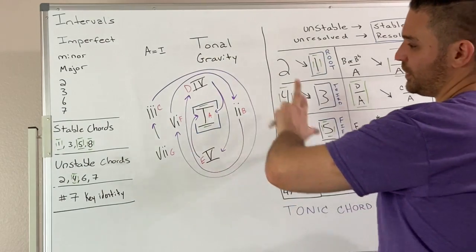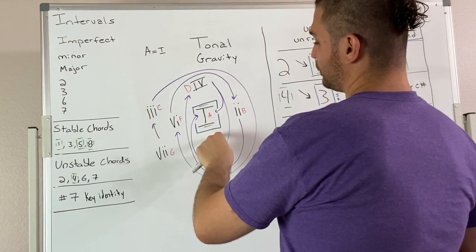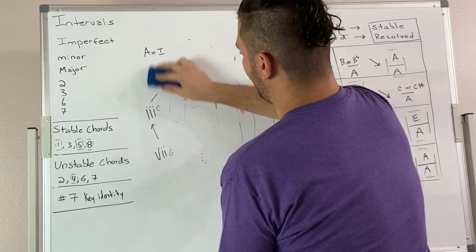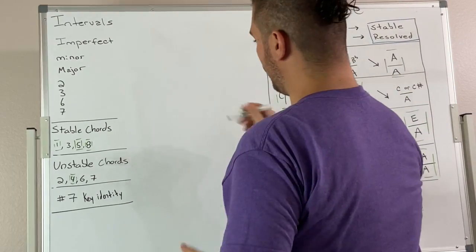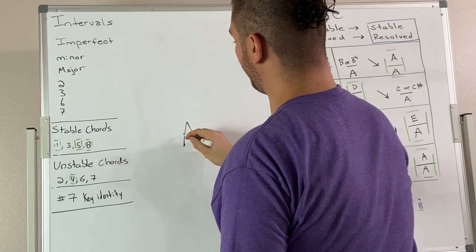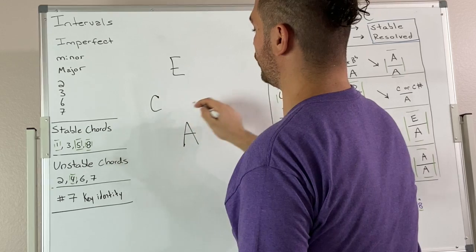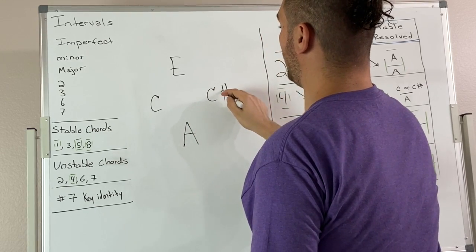So after we go over this tonal gravity, we see that the 1 chord is super important. But let's take another look at this 1 chord. If we have a perfect fifth, so we have an A and we have an E, the perfect fifth doesn't change whether it's a minor or a major chord.